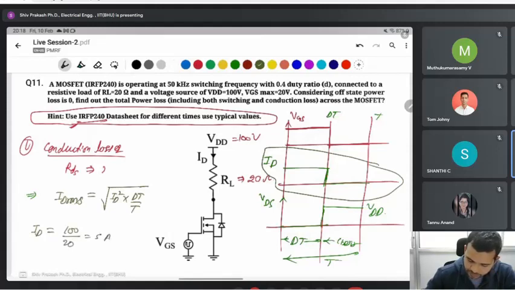And for switching loss, it is the same as a transistor: VCC into ID into (TR plus TF) divided by 6TS.